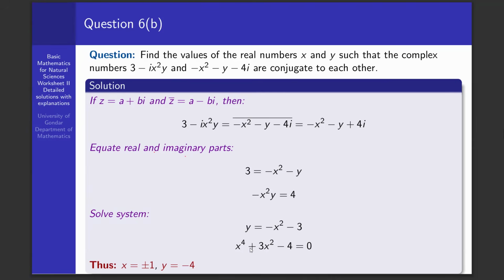we get x to the power of 4 plus 3x squared minus 4. By using substitution, let, for example, x squared be equal to a. So if we substitute, we have a squared plus 3a minus 4. Then it becomes a simple quadratic equation. We can have a solution there. I think the solutions become 1 and minus 4.